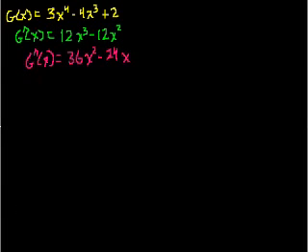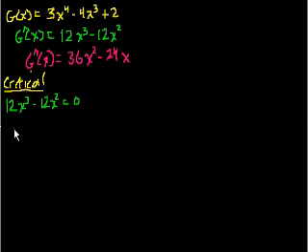So let's figure out the critical points, or when the slope is equal to 0. So to find the critical points, we set the first derivative equal to 0. We're just trying to figure out when does the slope equal 0. So let's set 12x to the third minus 12x squared equal to 0. We can factor out a 12x squared, so we get 12x squared times x minus 1 is equal to 0.